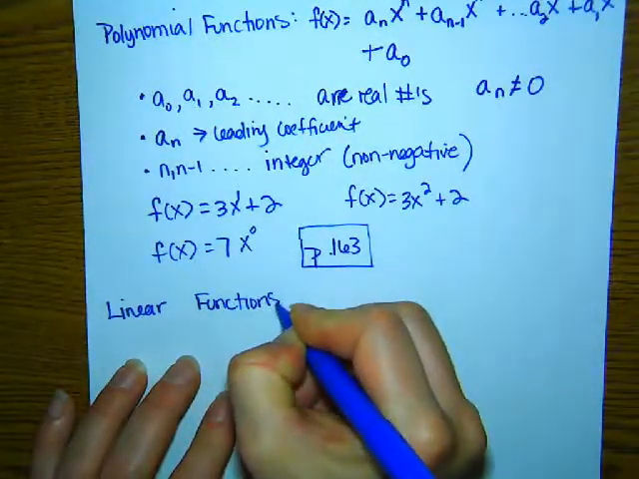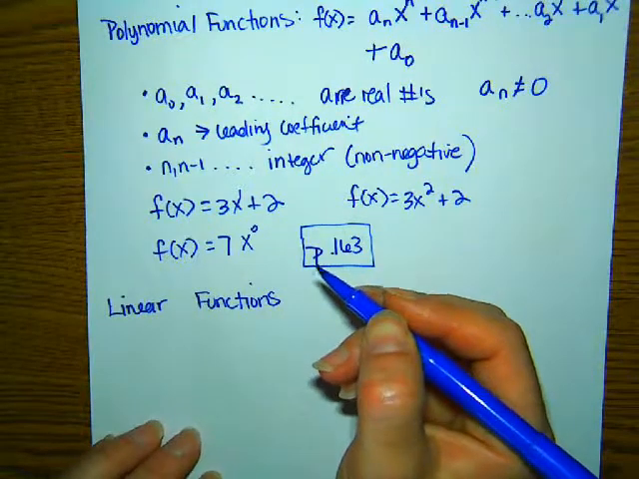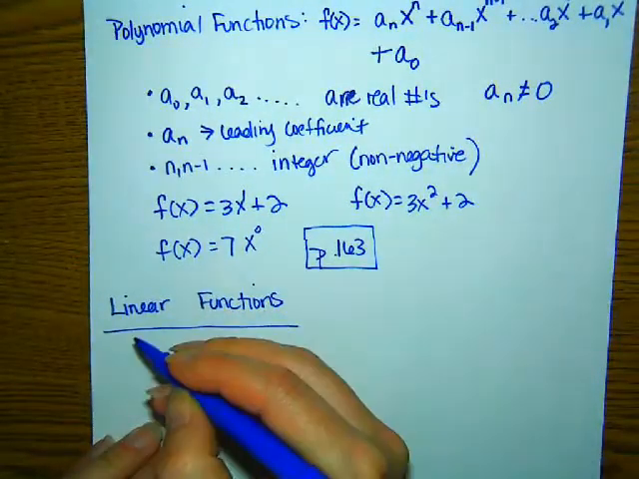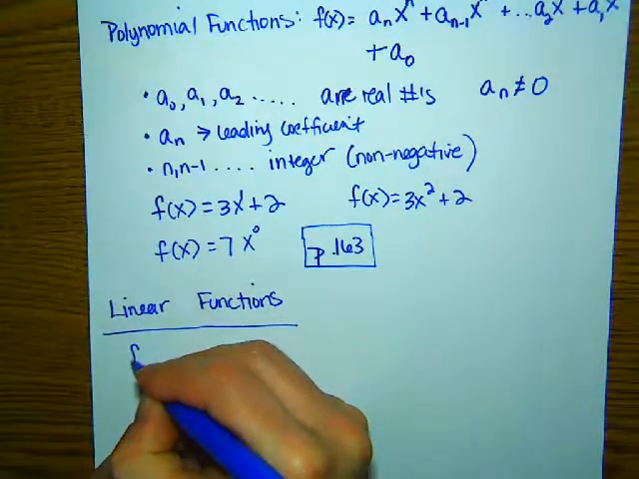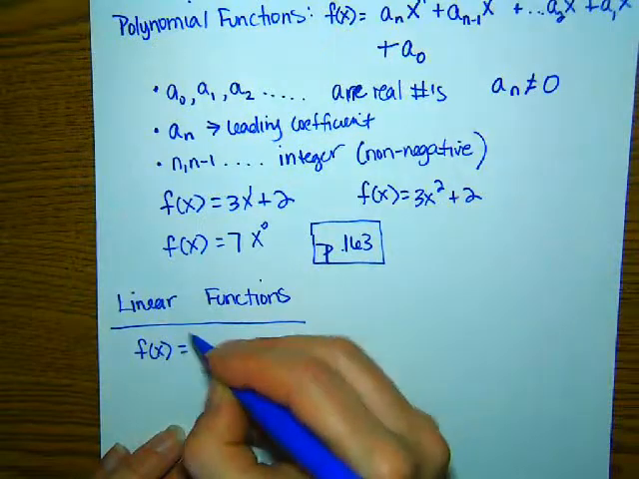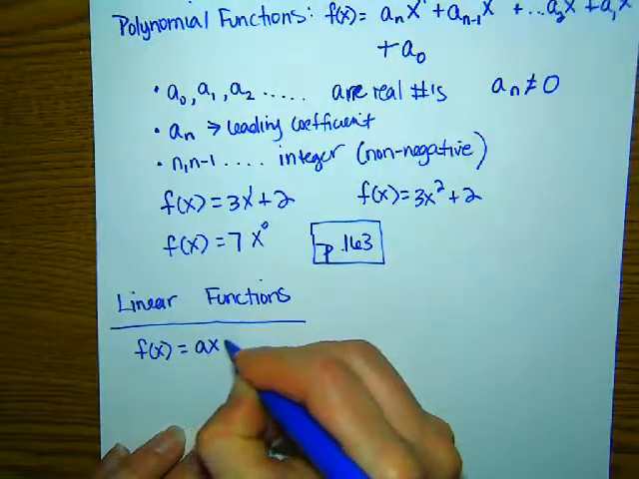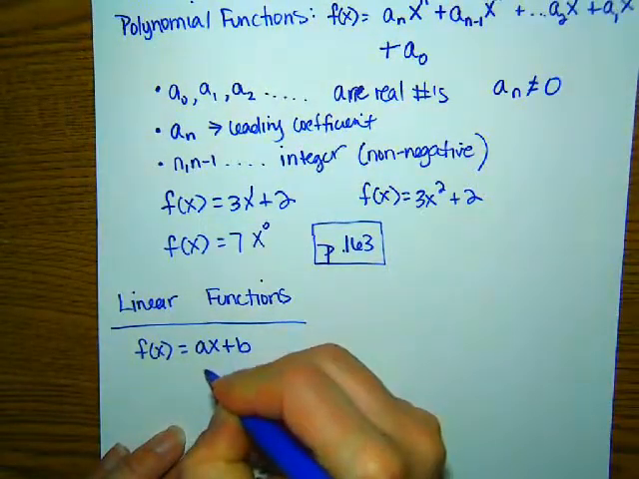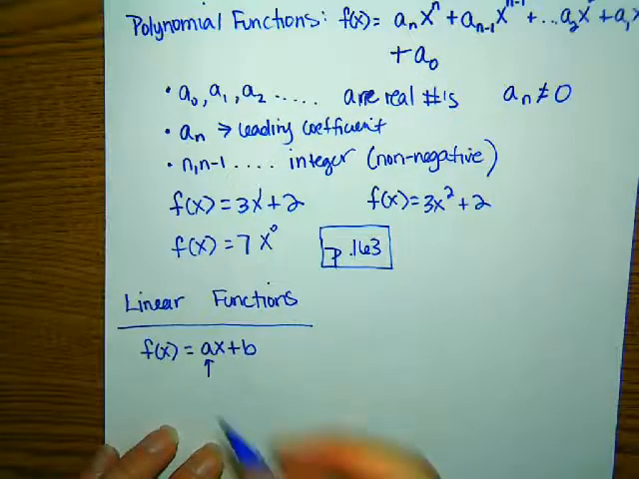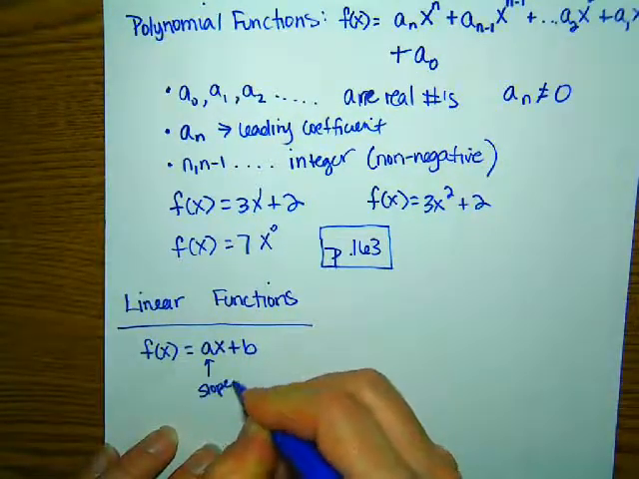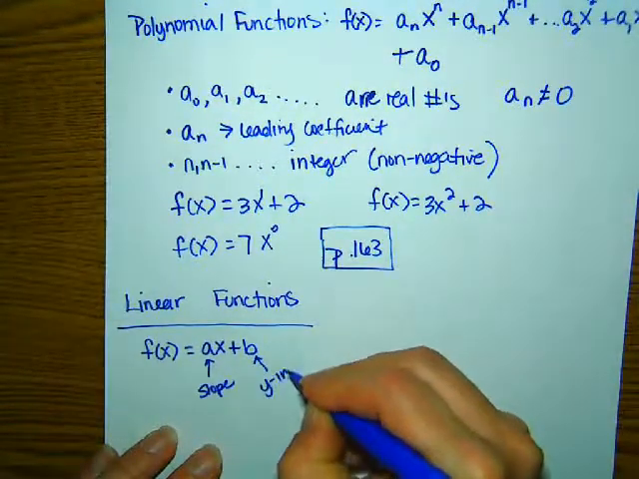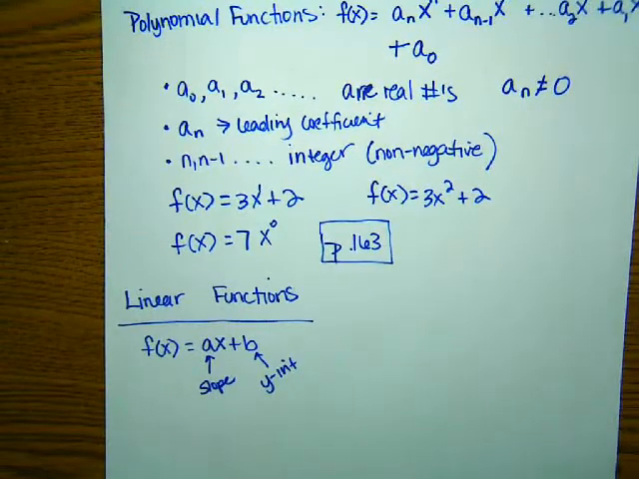First of all, linear functions have something called slope or rate of change, right? So they come of the form f of x equals mx plus b, or our book writes it this way, ax plus b. I don't really care if you write a or m. A is the slope. Do you guys remember what b is? Y-intercept. Okay.